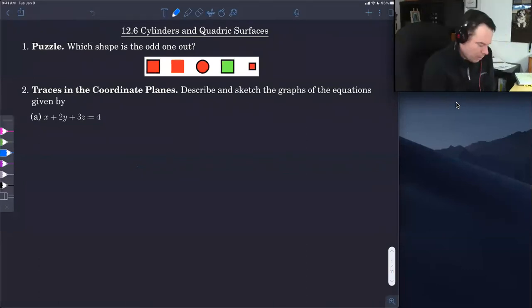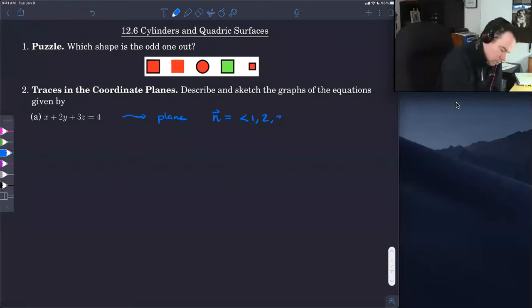So for example, one of them is a plane. We've already dealt with these kinds of surfaces. So this is a plane, and the normal vector is 1, 2, 3. But what we're interested in this particular section is how to get a feel for what these things look like by taking slices of them, or what are called traces in appropriate directions.